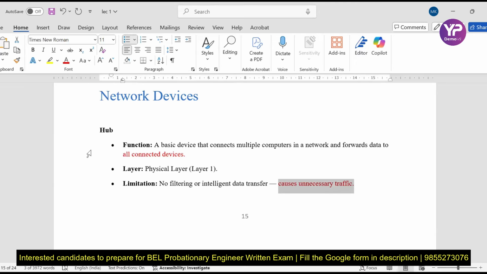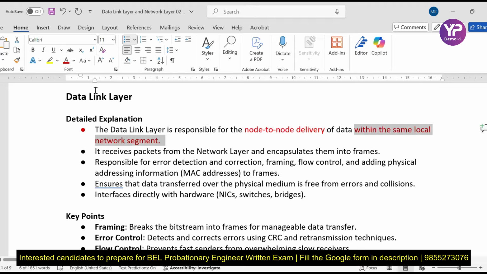Now see, I need to zoom it. Yeah, data link layer. The data link layer is responsible for node to node delivery. Who is responsible for process to process delivery? Application layer. The data within, keep in mind that line is very important, within the same local network segment. It receives packets from the network layer.